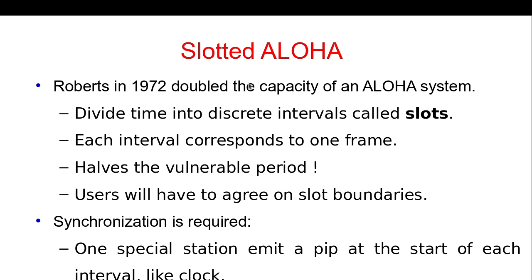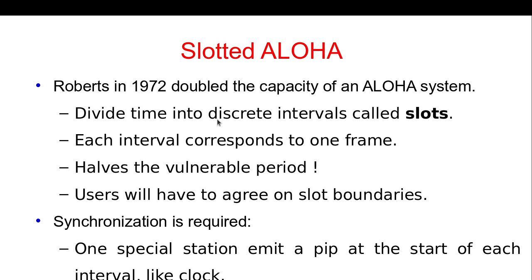So now we'll see the next version of Aloha, that is called slotted Aloha. Now a scientist called Roberts, in 1972, with his research, doubled the capacity of an Aloha system. Previously we have seen that in pure Aloha the throughput was only 18%, and here for slotted Aloha it comes out to be double of that, almost about 36%.